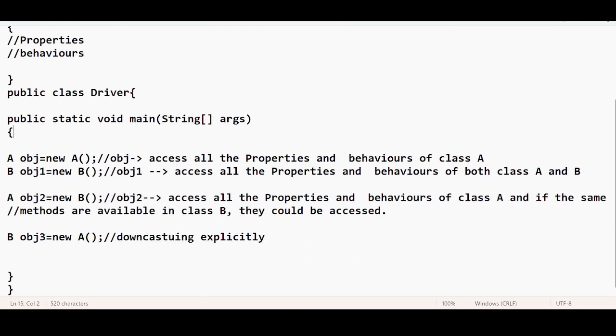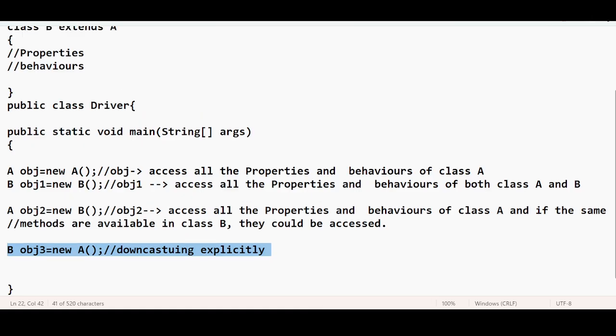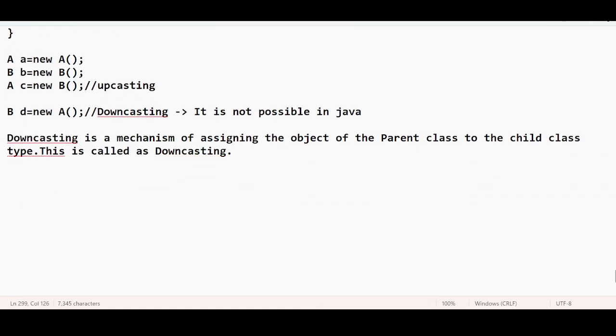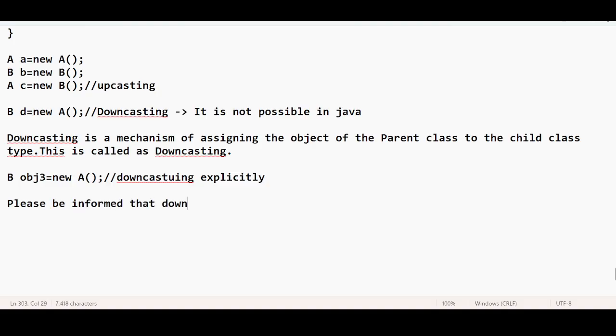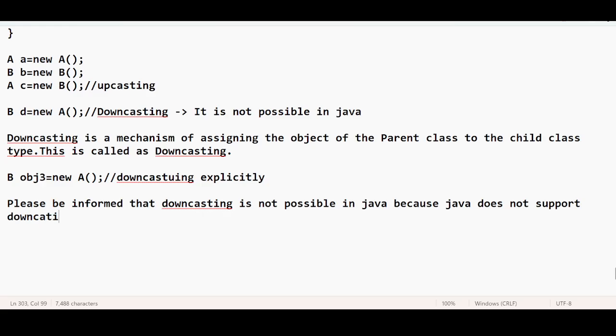So when you get this kind of code in your interview room, you will have to say that downcasting is not possible in Java, because Java does not support downcasting. First question. Please be informed that downcasting is not possible in Java because Java does not support downcasting.